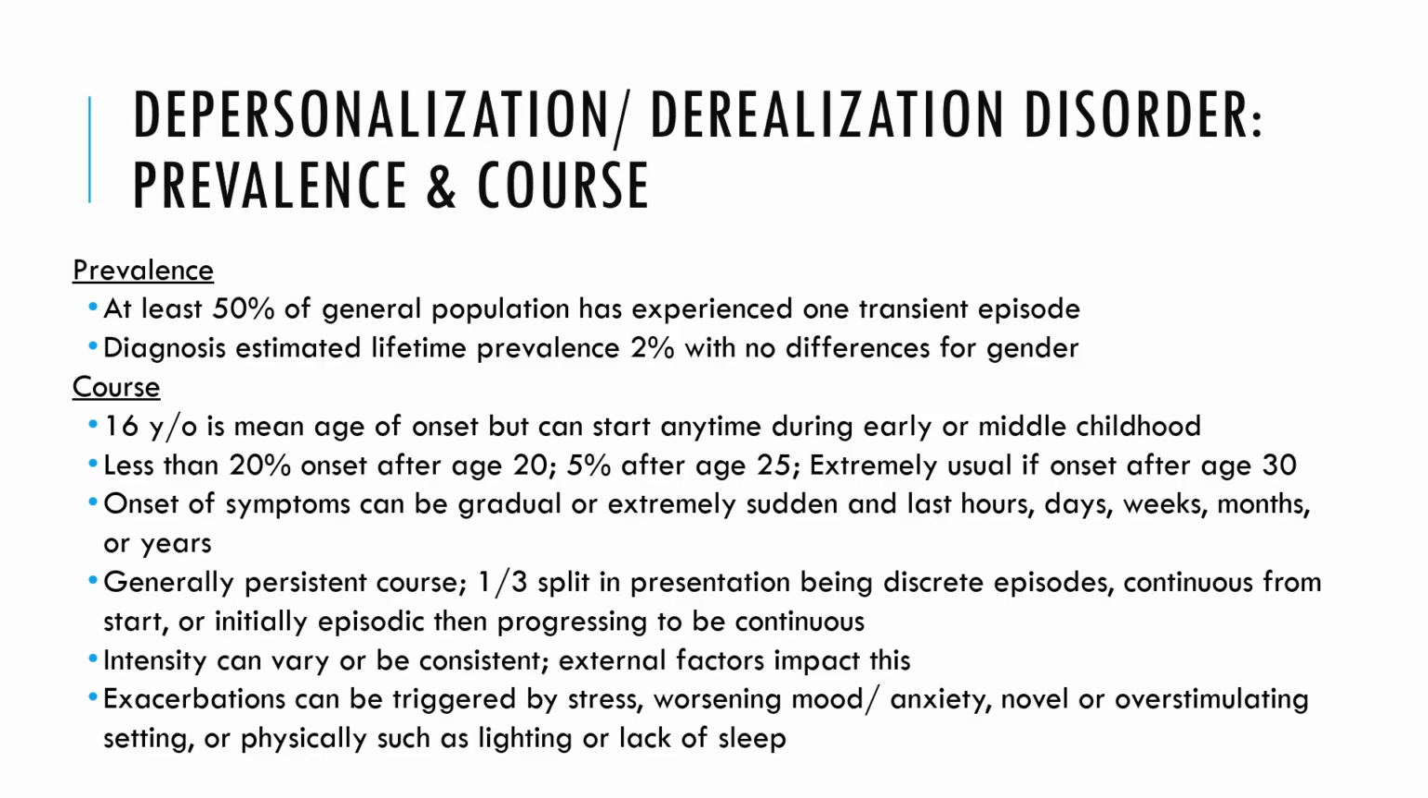Onset of symptoms can be gradual or extremely sudden and last hours, days, weeks, months, or years. Generally a persistent course, with a one-to-three split in presentation, being discrete episodes, continuous from the start, or initially episodic and then progressing to be continuous. Intensity can vary or be consistent. External factors impact this. Exacerbations can be triggered by stress, worsening mood, anxiety, a novel or overstimulating setting, or physically, such as lighting or lack of sleep.